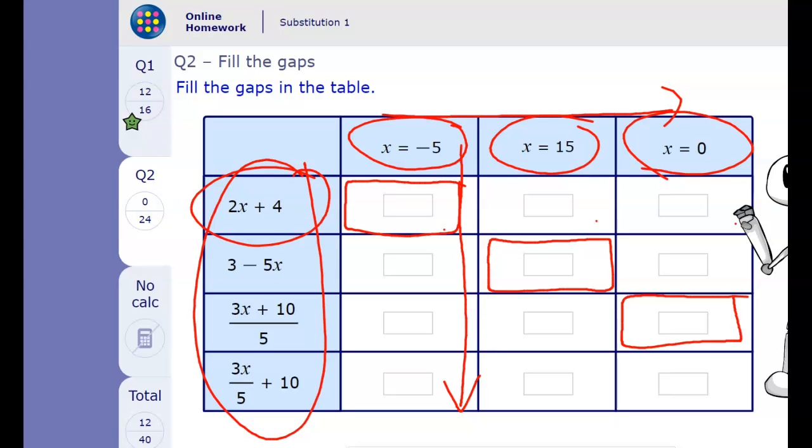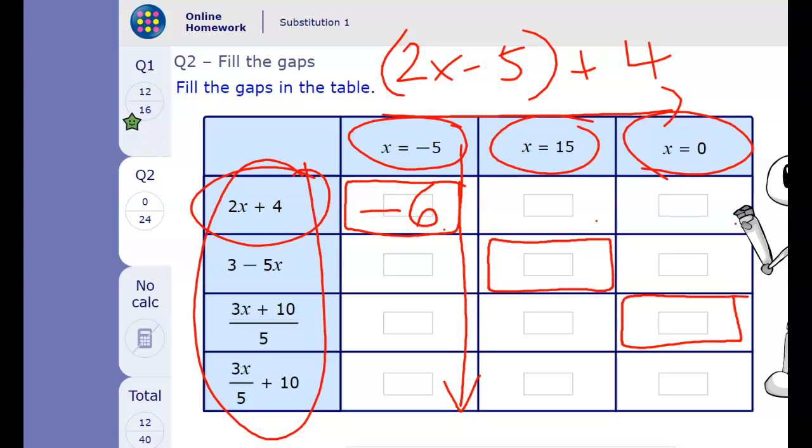So the first one, 2 times negative 5 is negative 10. And then if we add on 4, negative 10 plus 4 is negative 6. So a little bit of a reminder of some of the numeracy we were doing at the beginning of the year, where we're doing multiplications with negatives and adding and subtracting negatives.